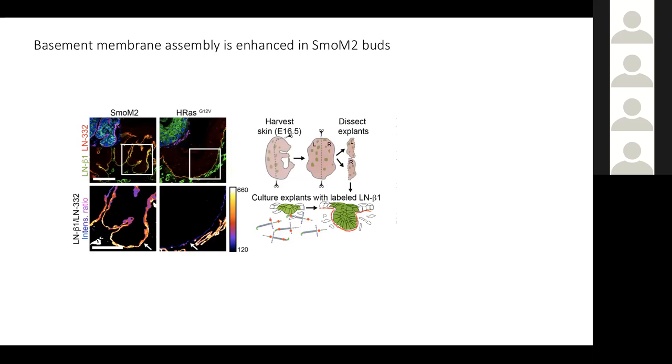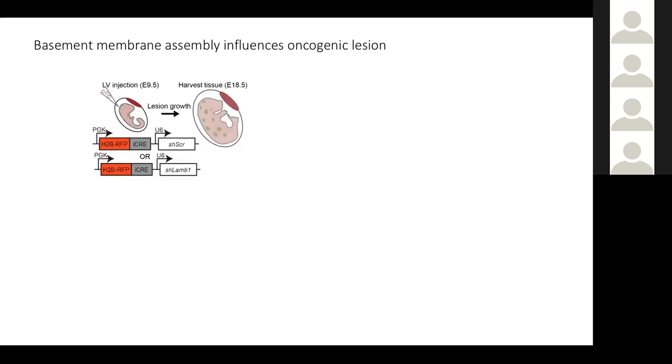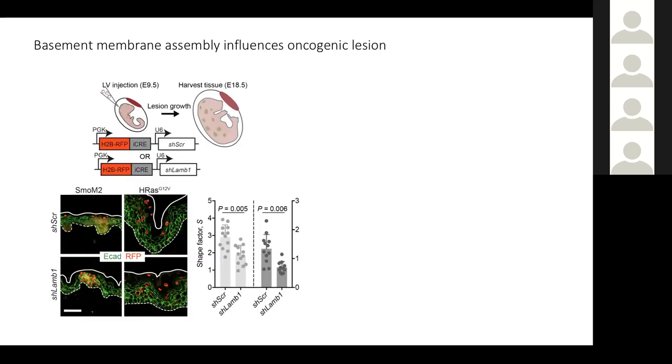So ex vivo, we can take these tissues and culture them with just a small amount of fluorescently labeled basement membrane molecules and see how quickly they get incorporated into the existing basement membrane. And what we find is that indeed, a high basement membrane assembly is characteristic of these smoothened buds. Lastly, if we knock down laminin to decrease basement membrane assembly, we diminish the shape factor of these tissues, which is again what the model predicted.